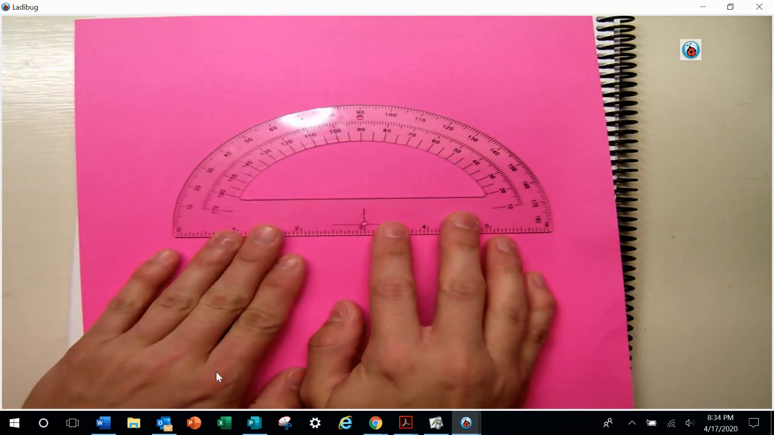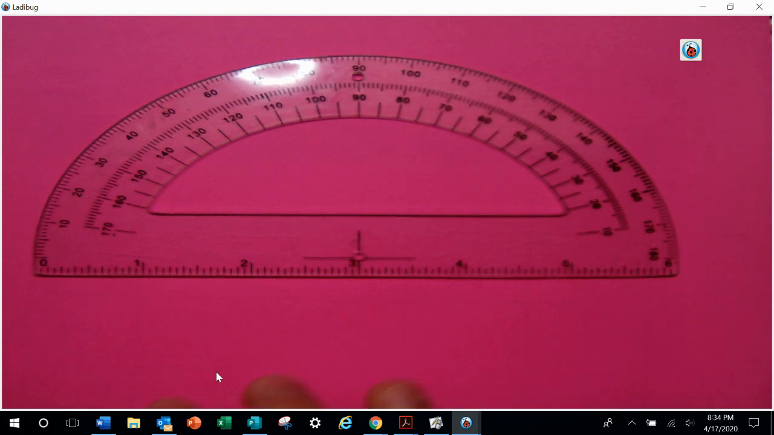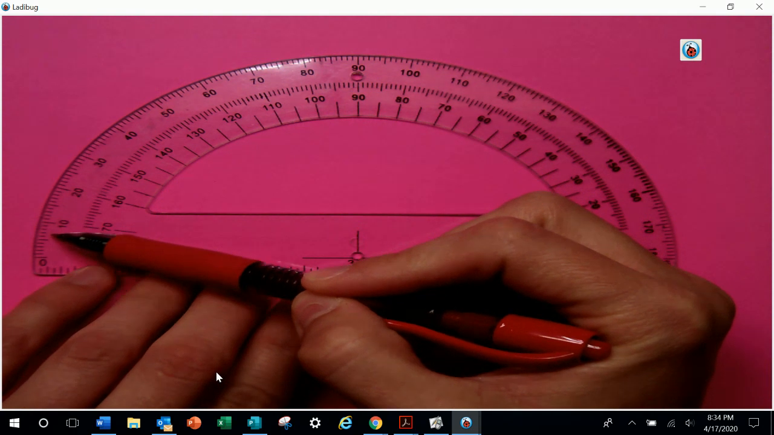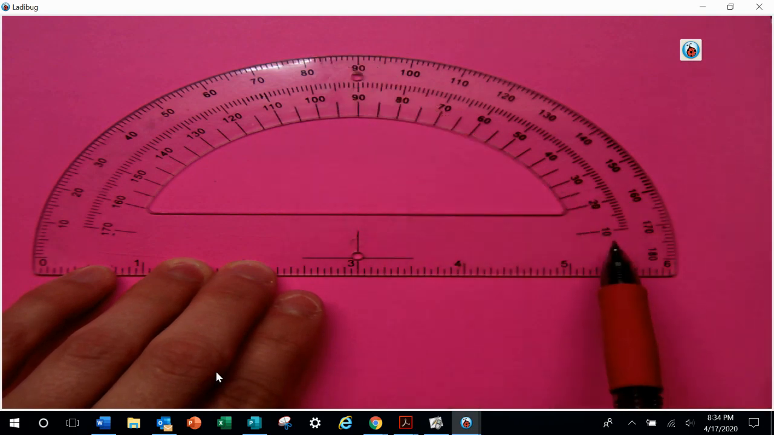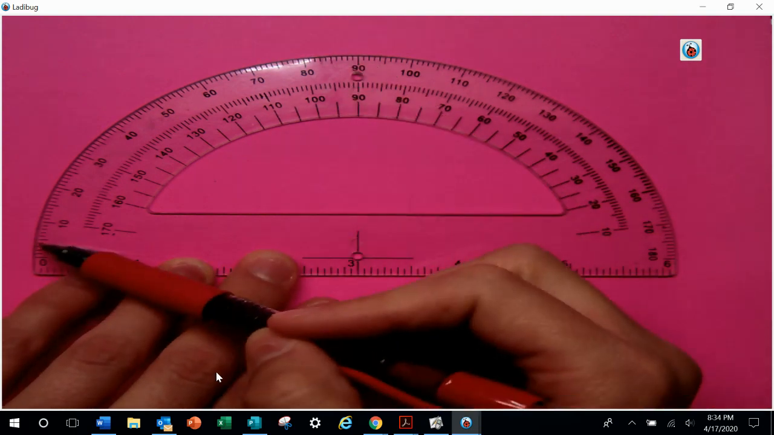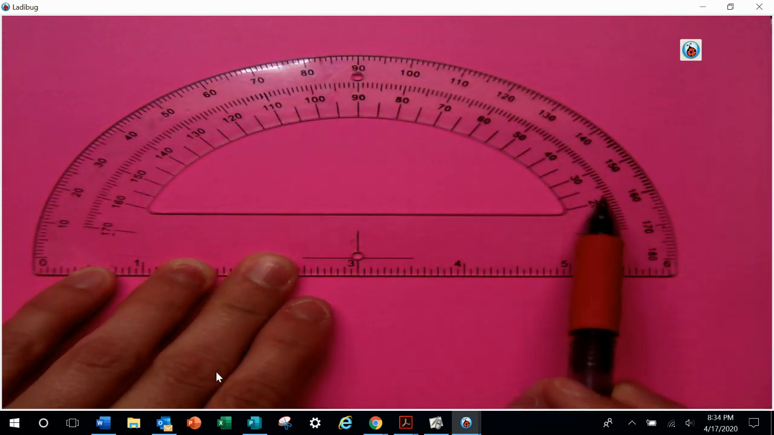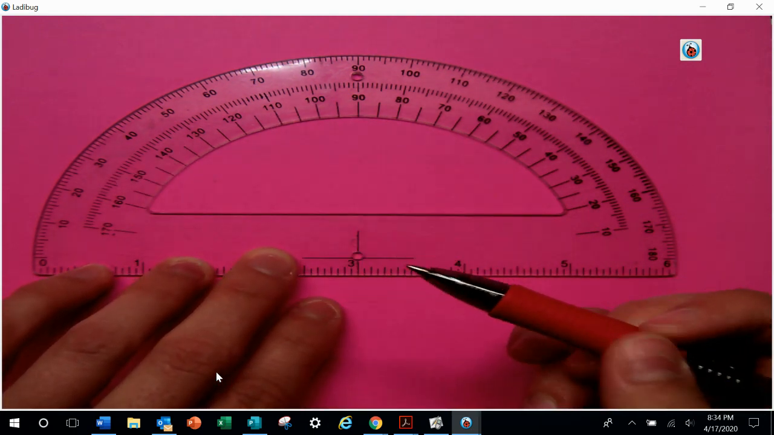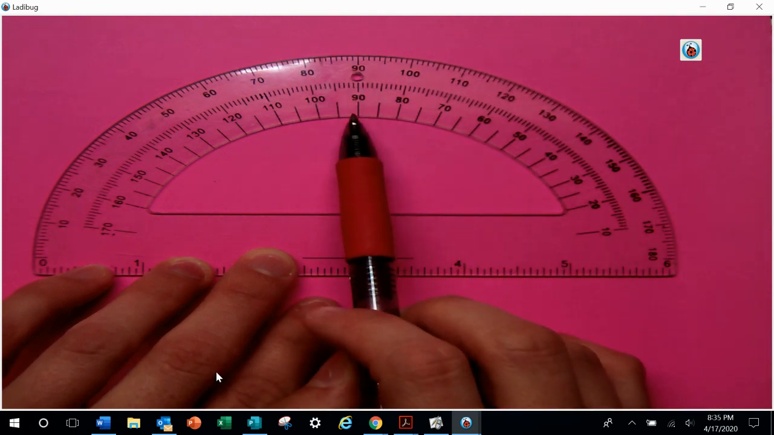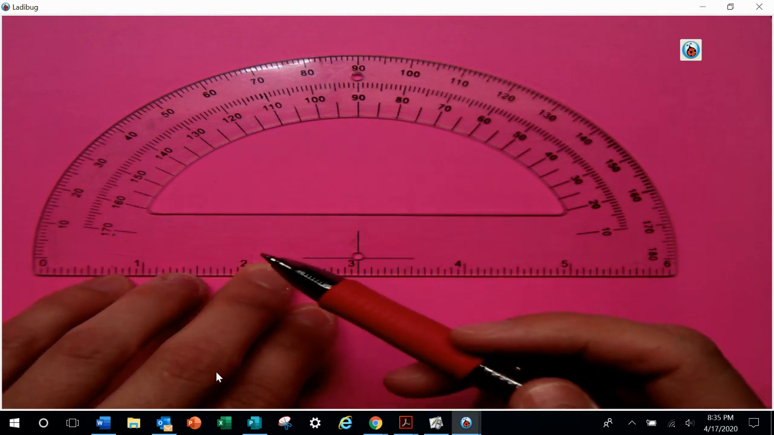Okay, so if I zoom in here, you'll notice on this protractor that there are two sets of numbers. There's a set of numbers on the outside, and there's a set of numbers on the inside, but this one starts counting from the left, and this one on the inside starts counting from the right. Which set of numbers do you use? Well, they both meet up at 90, okay? So really it depends, guys. It depends on where you're measuring.